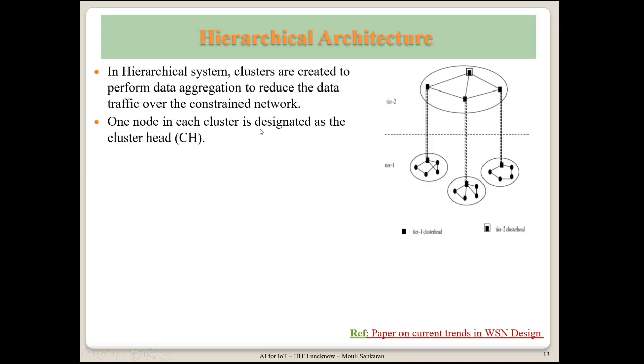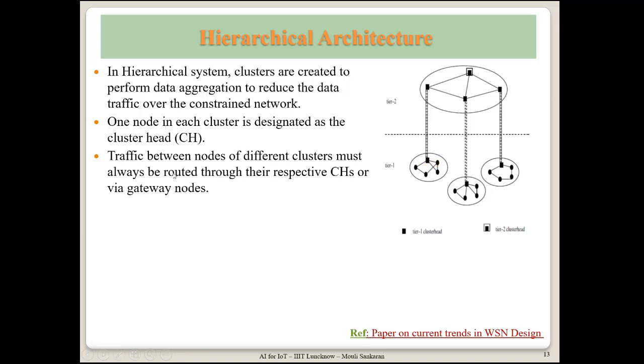So one node in each cluster is designated as cluster head, and that also will be configurable. Suppose this node fails, somebody else may take the control of becoming a cluster head based on the protocol. Traffic between nodes of different clusters must always be routed through the cluster head. So each node will not communicate with others. So it is not same as flooding. Flooding does not happen between the clusters.